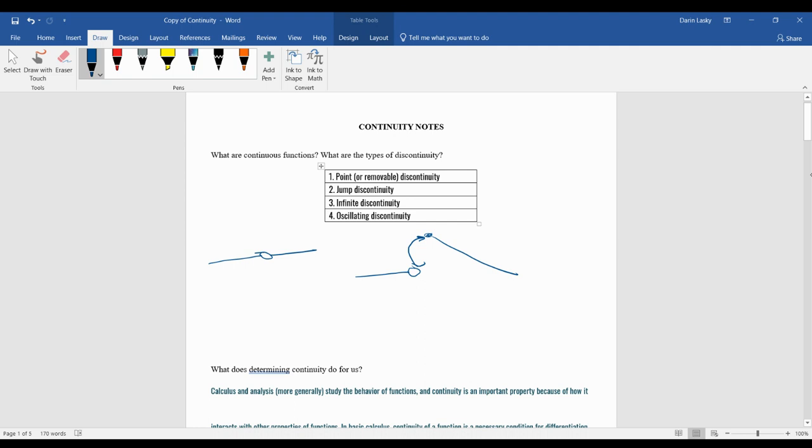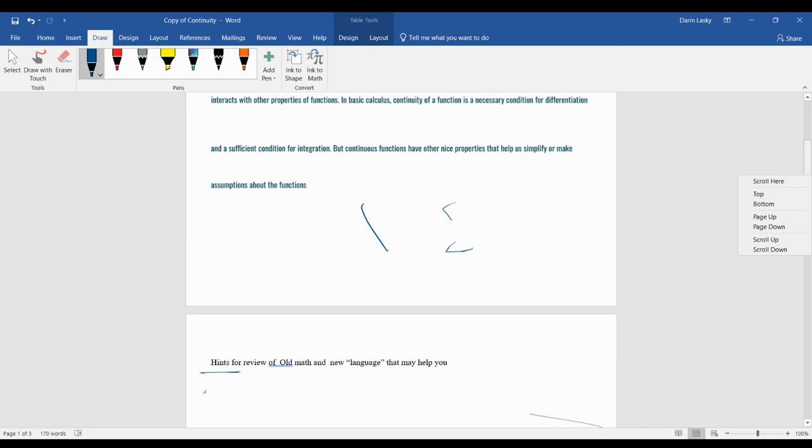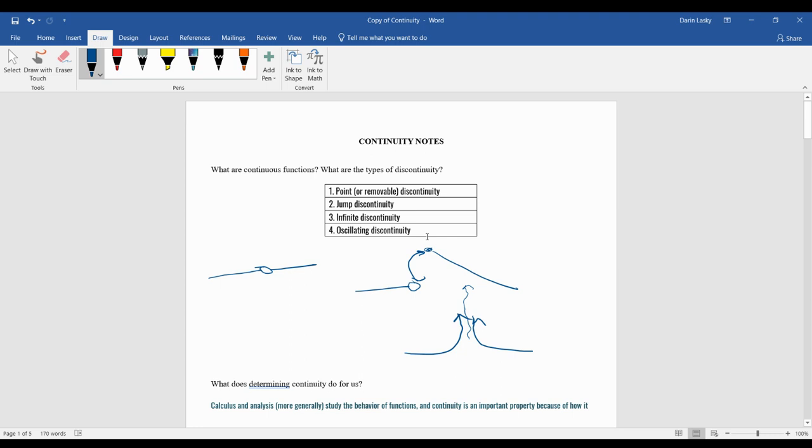An infinite discontinuity would be like your infinity ones here. It's approaching infinity right here, and there's a discontinuity because they don't ever touch. So those are the quick ideas of infinite discontinuities and different things. This thing keeps locking up on me with the oscillating ones, so you can check those out in your book to look them up.